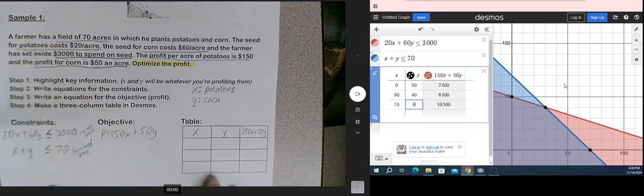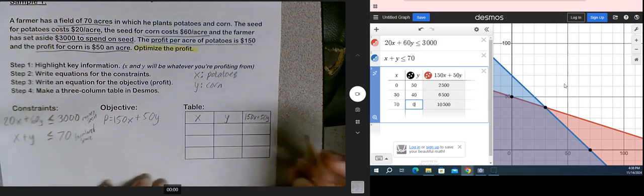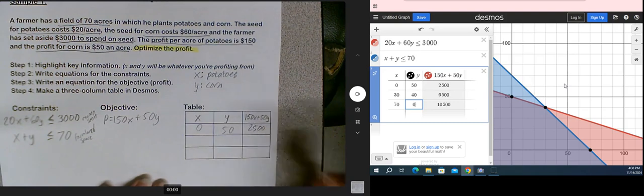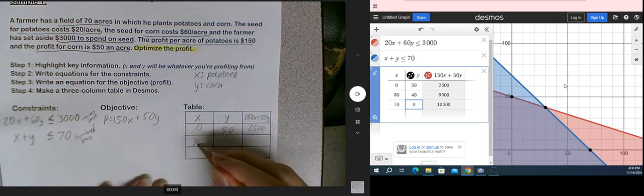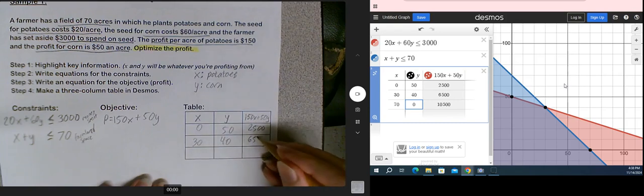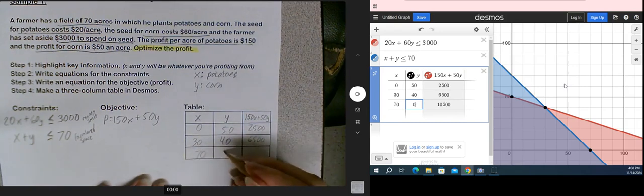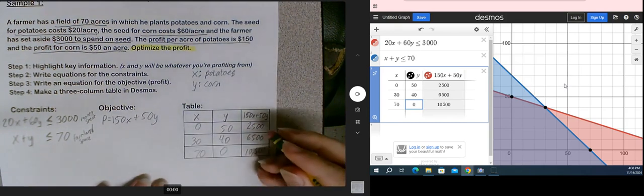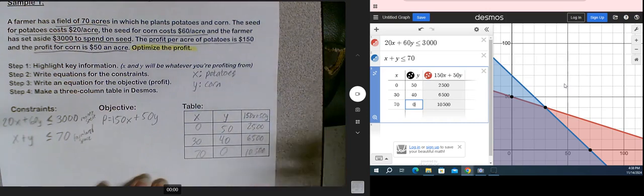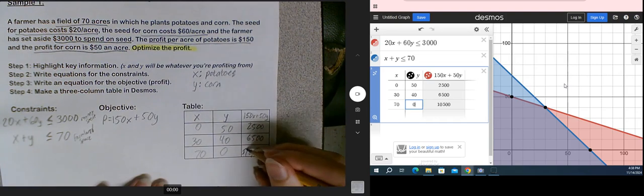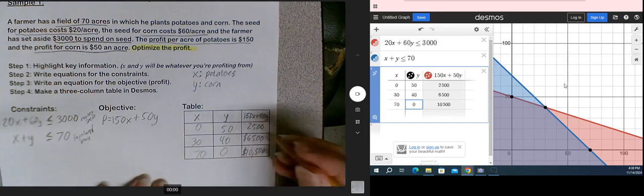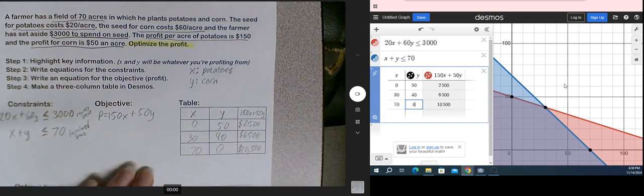So which one is the optimal solution? Well, first of all, let's copy our table here. So we've got 0 and 50. That's going to give me 2,500. Then 30 and 40. That's going to give me 6,500. And lastly, 70 and 0 is going to give me 10,500. Now this is in dollars, so this is $10,500 versus just 6,500 and 2,500.